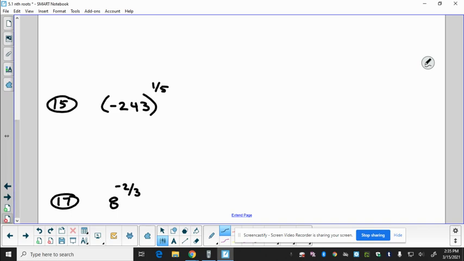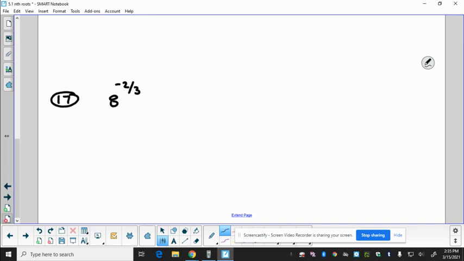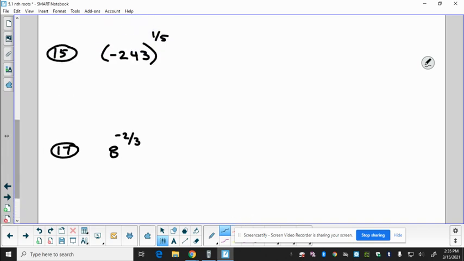Okay, there's 15 and 17. Let's reset that. How about 15? Everybody try that. Okay, this will be negative 243 to the first power. So I guess I don't even need to write that, do we? Anything in the first power is itself. So it's just a 5th root. Start understanding these a little bit better. You can go to your calculator for that.